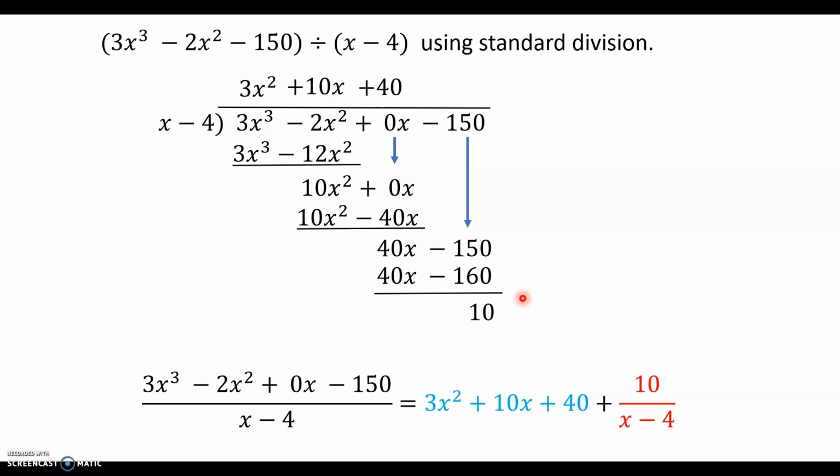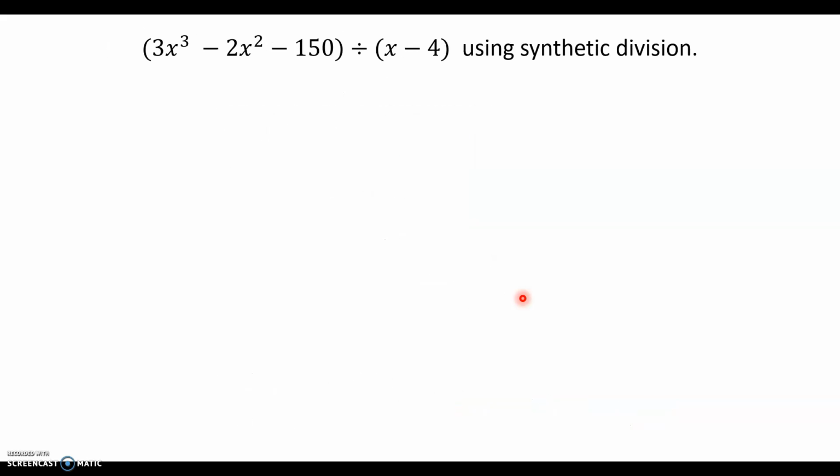Okay, so now let's talk about how we could use that same problem using synthetic division. First of all, synthetic division only works if I'm dividing a polynomial by a binomial in the form of x minus k. So that means it has to be of degree 1 for synthetic division to work. It has to be a linear term.